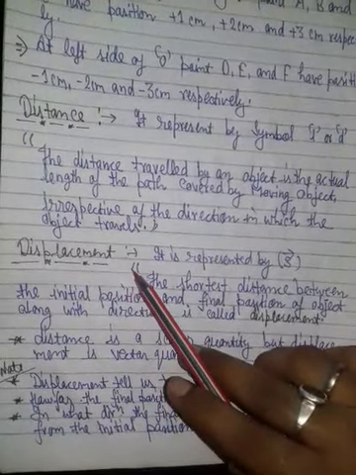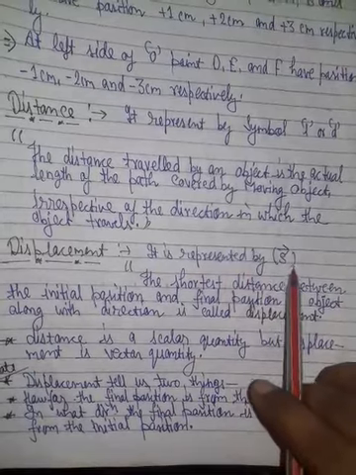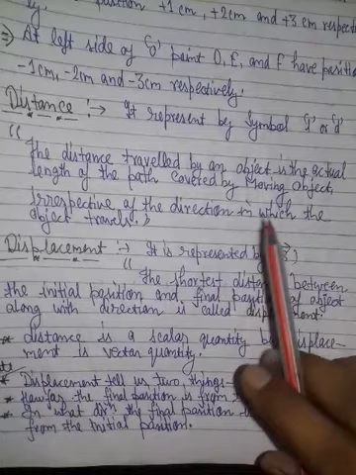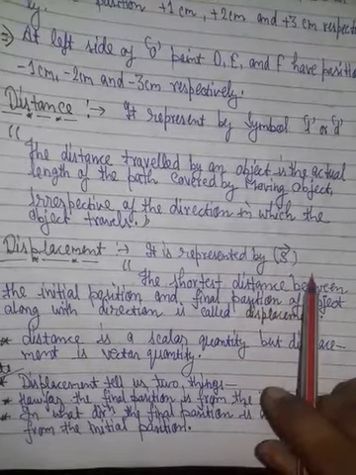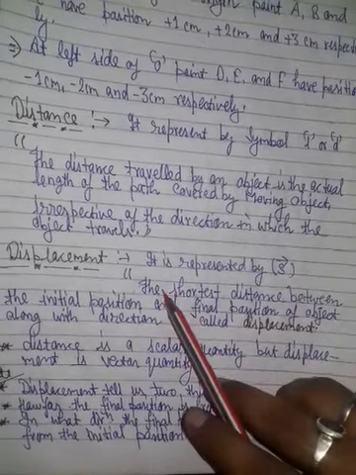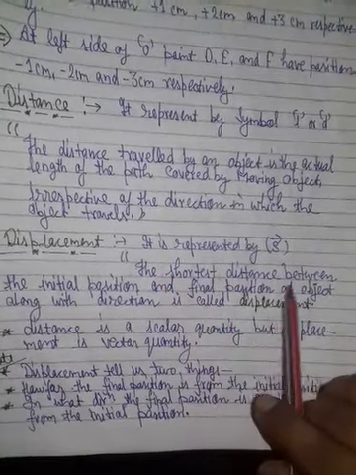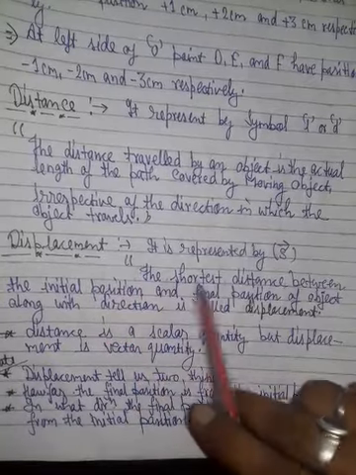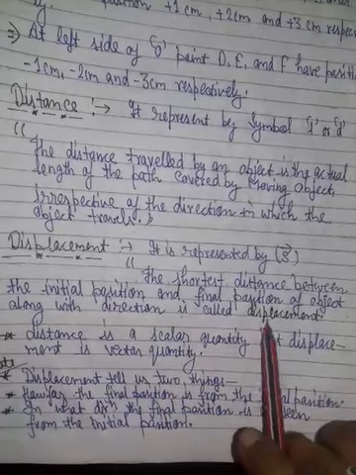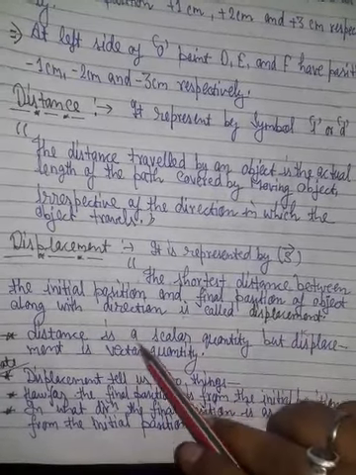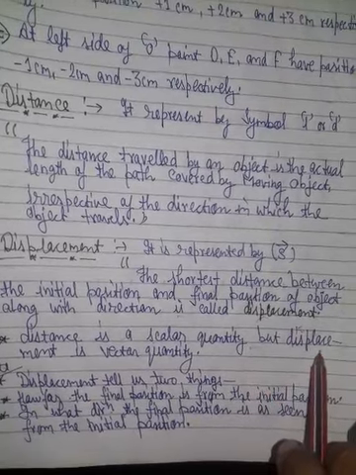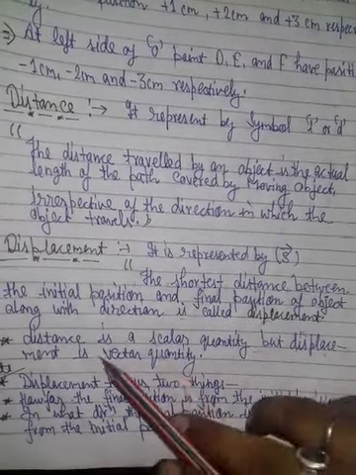Next heading is displacement. It is represented by S with an arrow on the head, which means it is a vector quantity. This means it depends on both direction and magnitude. Definition: the shortest distance between the initial position and the final position of an object, along with the direction, is called displacement. Distance is a scalar quantity, as already told, but displacement is a vector quantity.